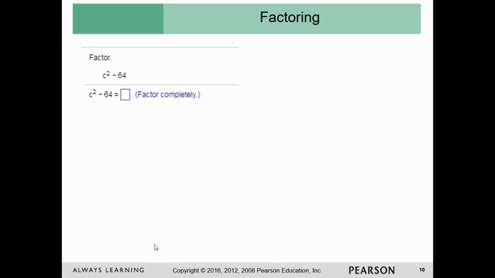Next one is asking us to factor. The first thing we notice right off the bat is that it is a binomial. So if it's a binomial, remember the first thing we do is check and see if it's a difference of squares. 64 is a perfect square, right? So we can write this as c squared minus 8 squared. So this is a difference of two squares.